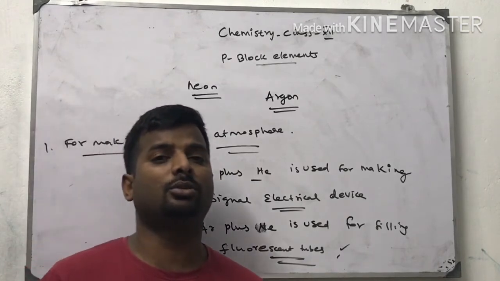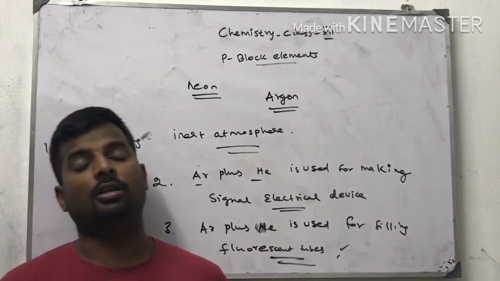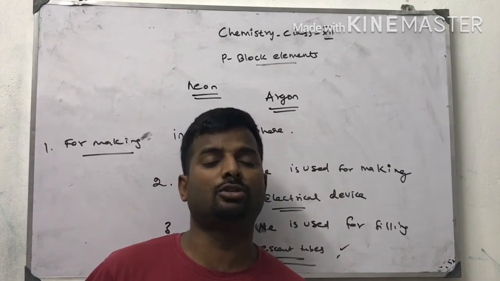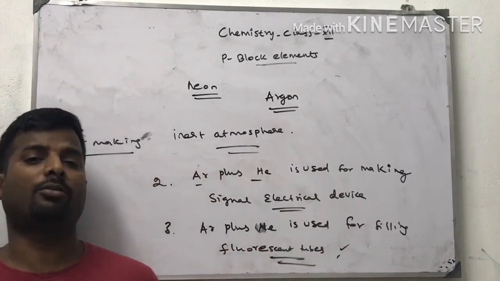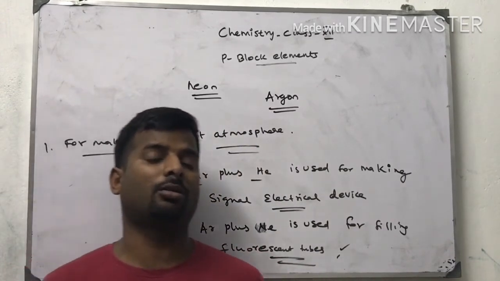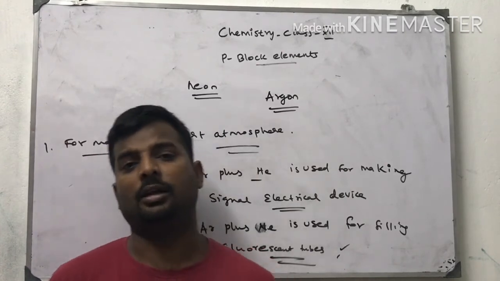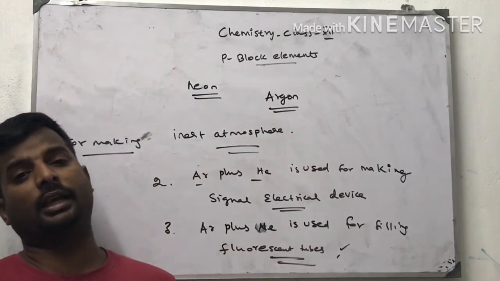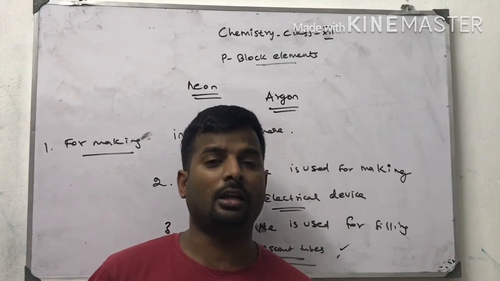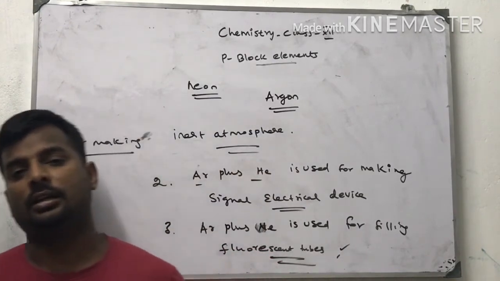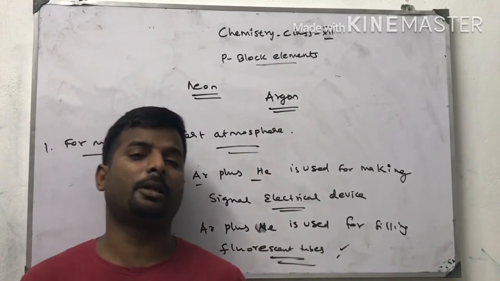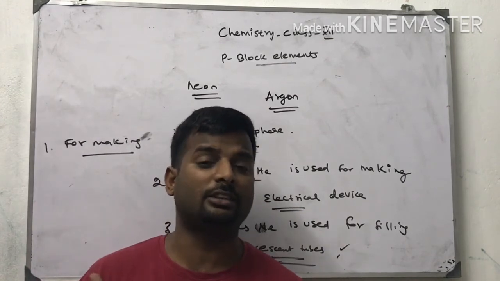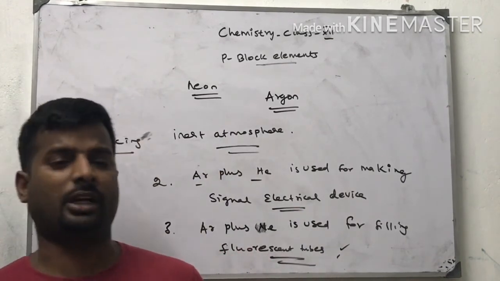Then neon is used for the growth of chlorophyll. Neon light is very important for the growth of chlorophyll, so botanical gardens use neon light. Neon light is used for decorative and advertising purposes. Neon light is used in signals at night time because neon light is visible even in fog and mist conditions.